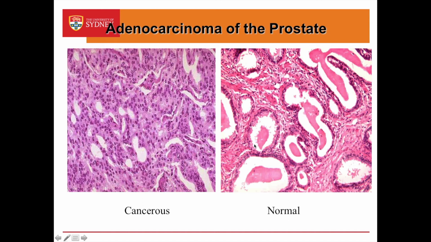The normal tissue is characterized by these very large gland-like structures containing secretory material shown here in pink. These secretions occur through the epithelial cells lining the luminal side of the glands, which produce the secretory material for mixing with the ejaculate. Surrounding these gland-like structures is the muscular stroma.